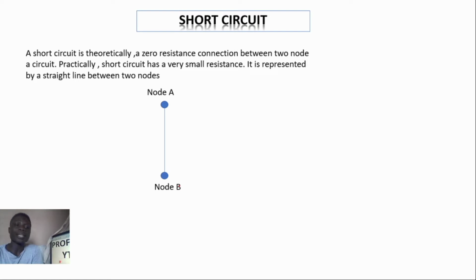A short circuit is theoretically zero resistance. Current moves through the circuit with the least resistance. It doesn't want resistance, so it moves through the path of least resistance, theoretically.